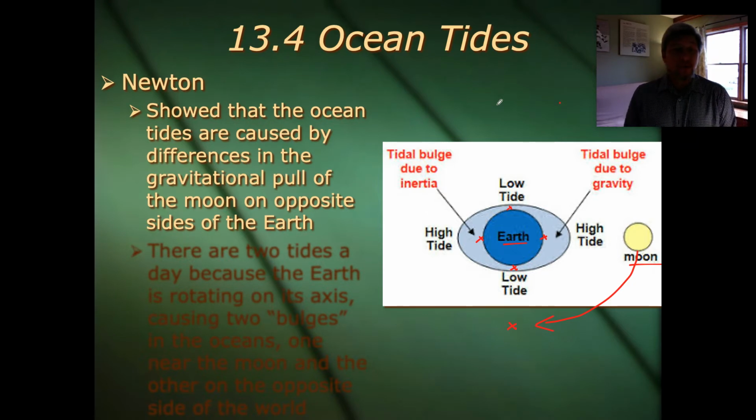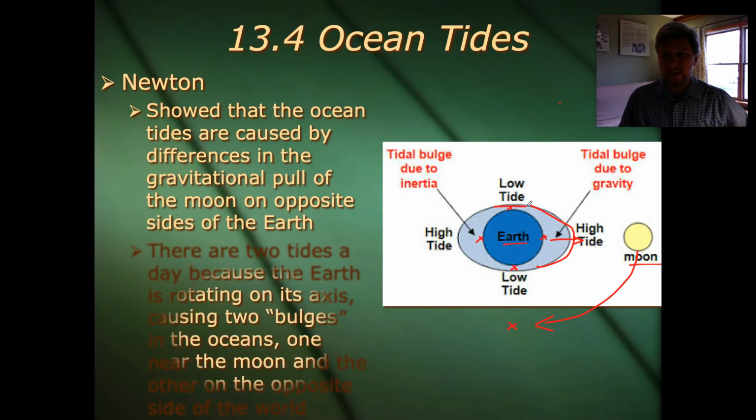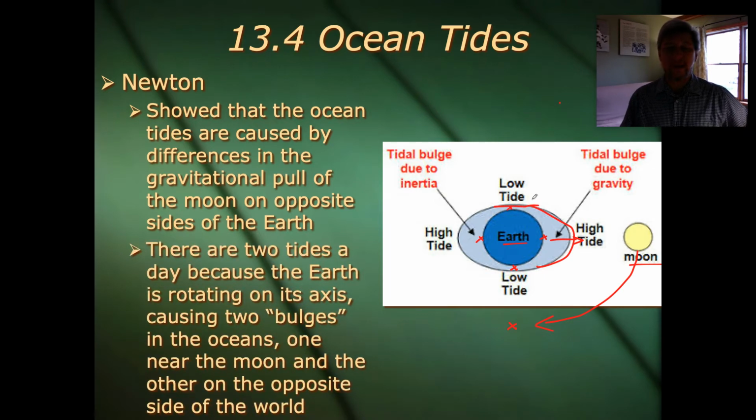Now, so again, Newton showed that the ocean tides are caused by differences in the gravitational pull of the moon on opposite sides of the Earth. All right. So here, all of this water is being pulled toward the moon, and so that makes a bubble. Okay, and of course, on the quarter sides, you end up with a flattening area here. All right, and again, there's 2 high tides a day, because the Earth is rotating on its axis, and that causes 2 bulges in the oceans, and one is near the moon, and the other is on the opposite side of the world.